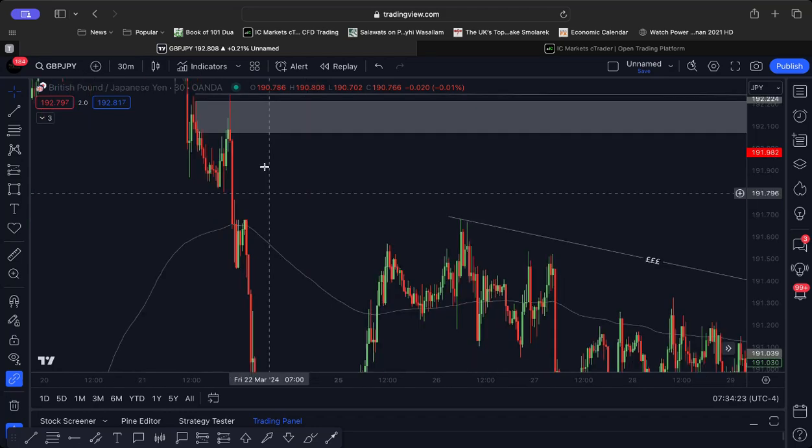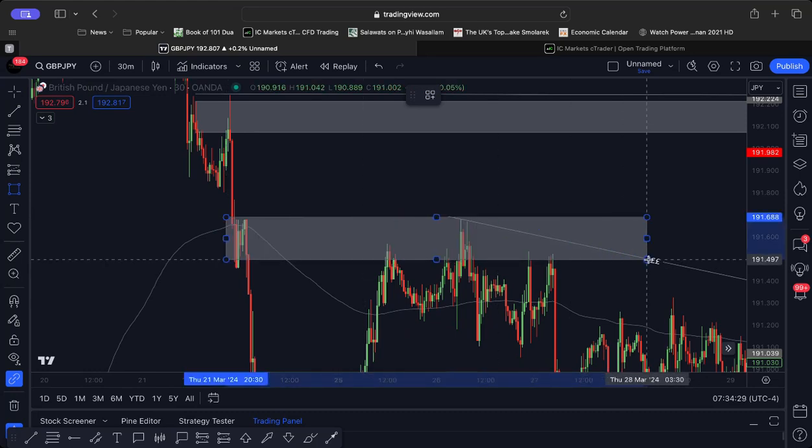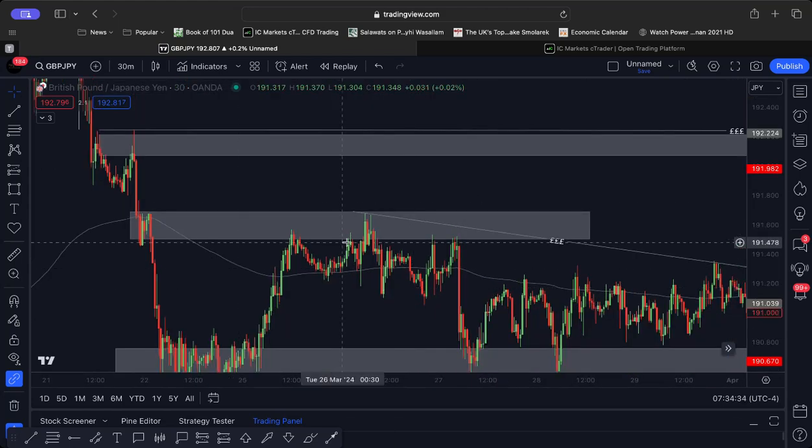Every time you see this drop, consolidation, drop, that consolidation in between the drop or move to the upside, they are most likely levels. That's why price is always respecting those levels. You can see it respected it here, respected it here as well. So always pay attention to that.